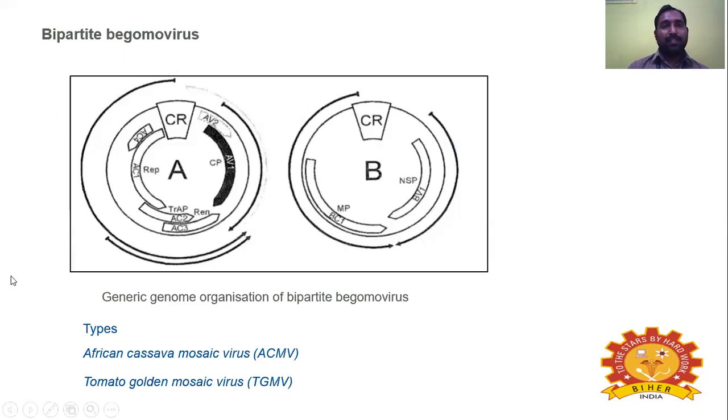If you look at the structure here, you can see the CR region and AC1, AC2, AC3, and AC4, and the AB1 and AB2 are there, along with replication and coat proteins. So you have almost all genes which are similar to the other viral vector systems.